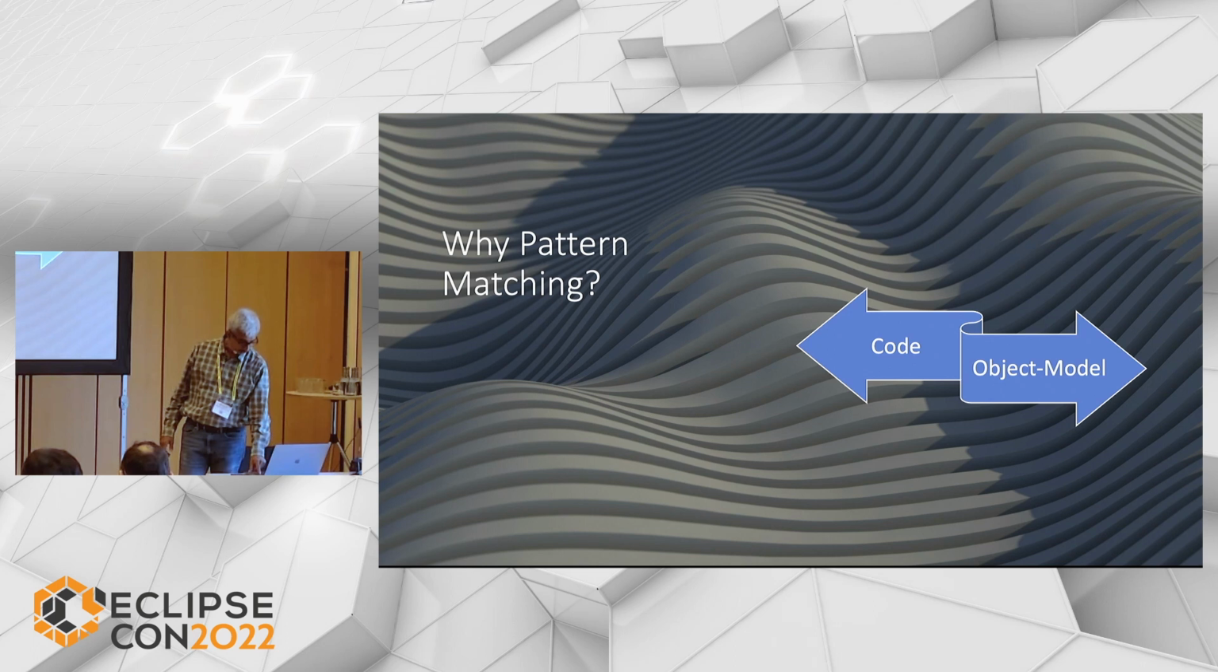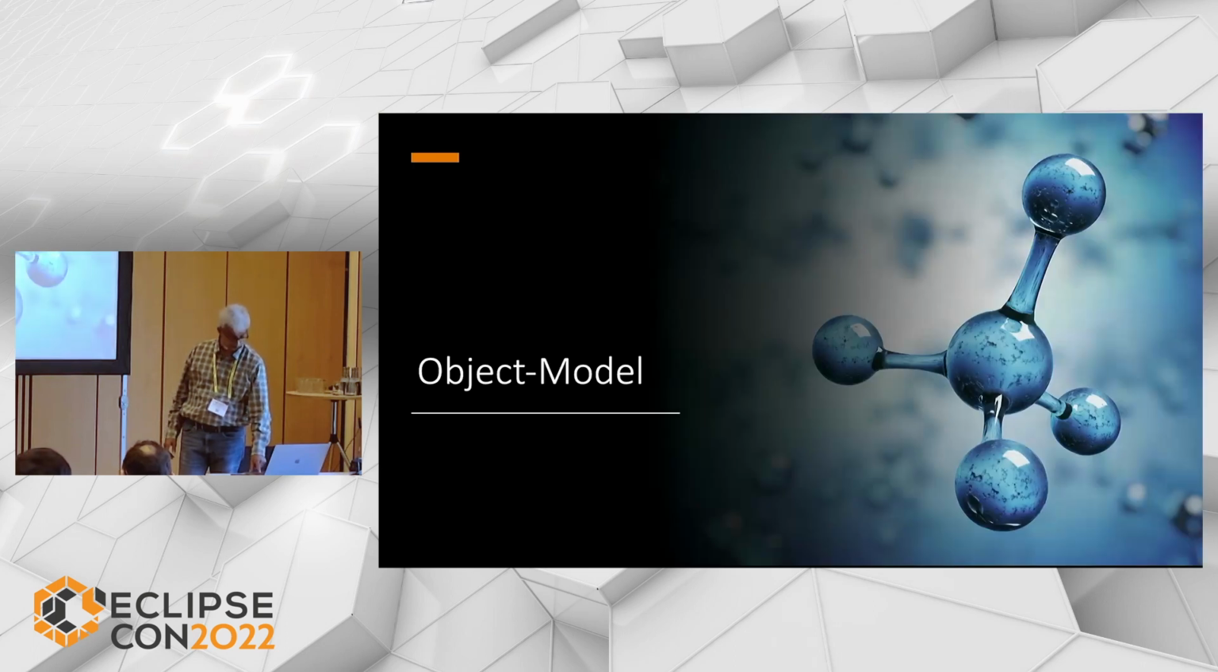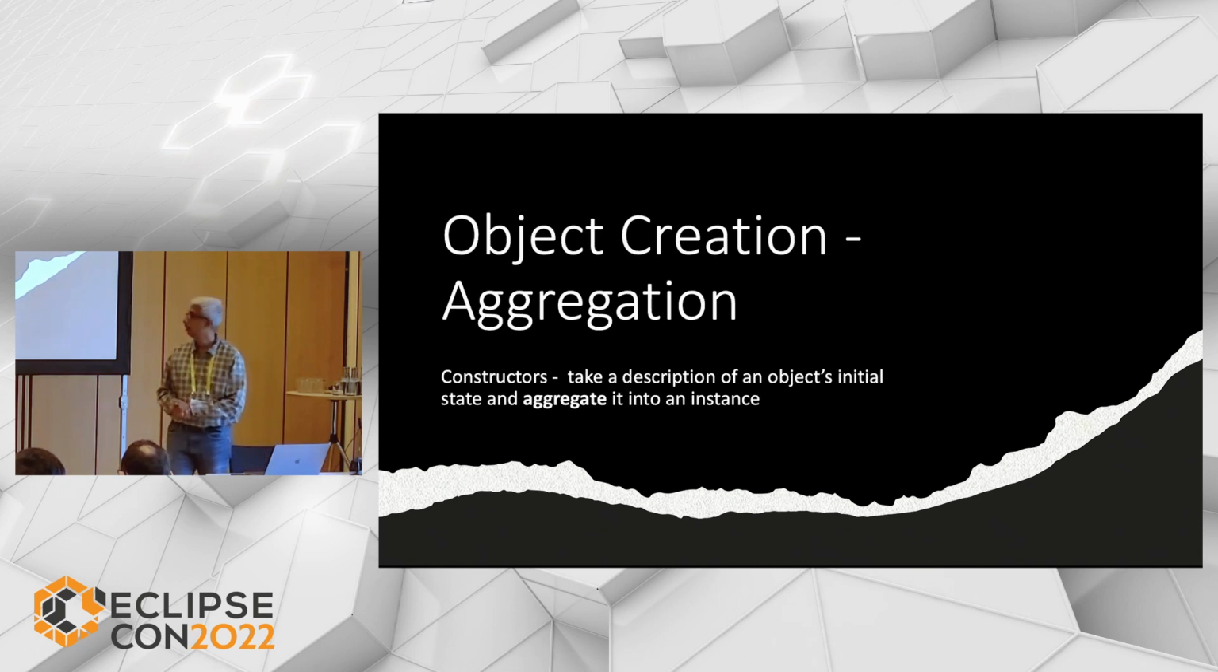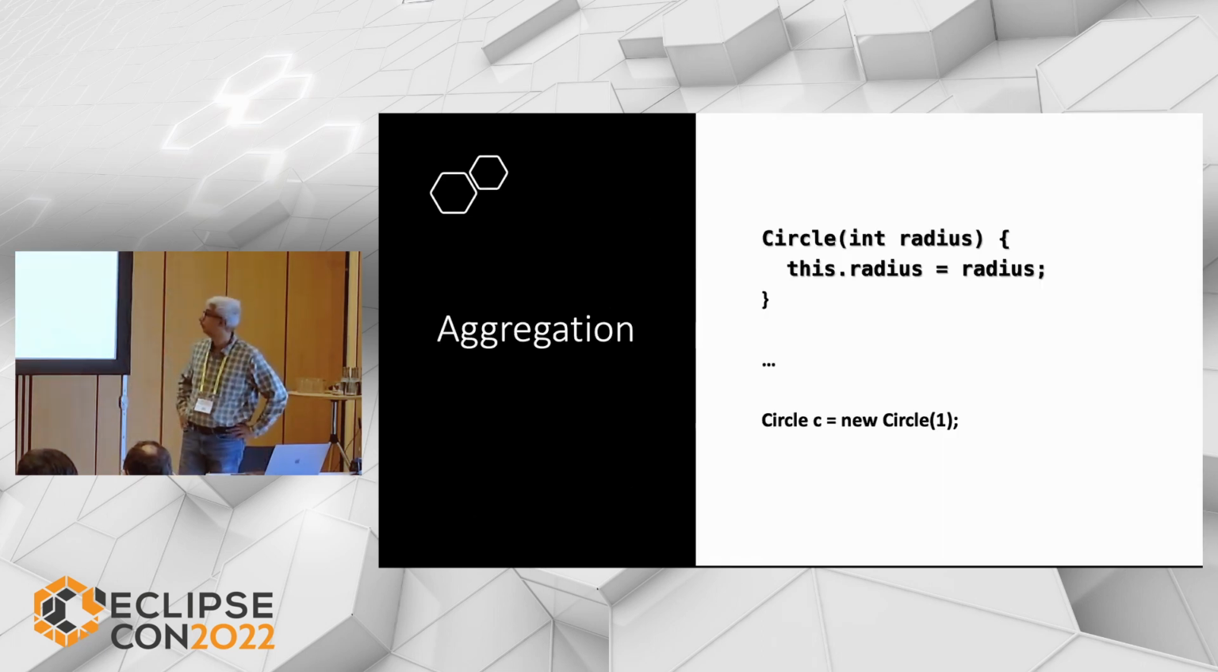For that, let's understand what the object model is and what it provides. It provides something called object creation. And how do we provide object creation? We use constructors. We take the description of an object's initial state, say int x, int y, and then create an instance of that particular class and give it back. So there's linguistic support provided by Java for construction or aggregation.